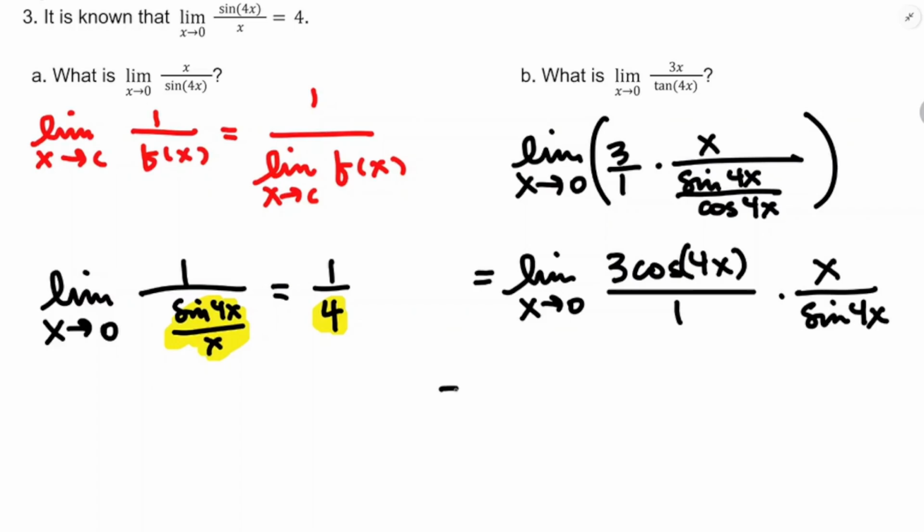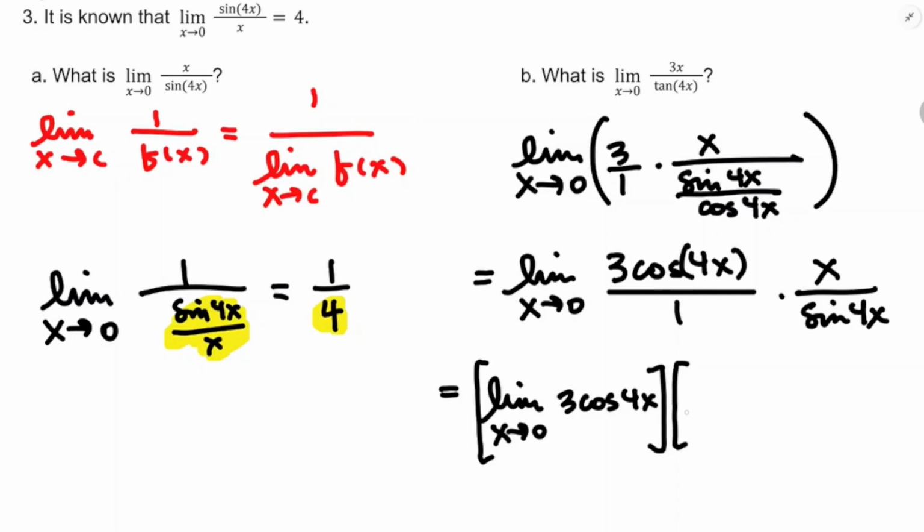So this is going to equal the limit as x approaches 0 of 3 cosine of 4x divided by 1. I think this pen might be too thick, but it'll be right. I know that's going to exist, because I can take the cosine of 0 and it's not going to be undefined or anything. And then I'm going to multiply that by the limit as x approaches 0 of x over sine 4x, which we actually just computed in part A.